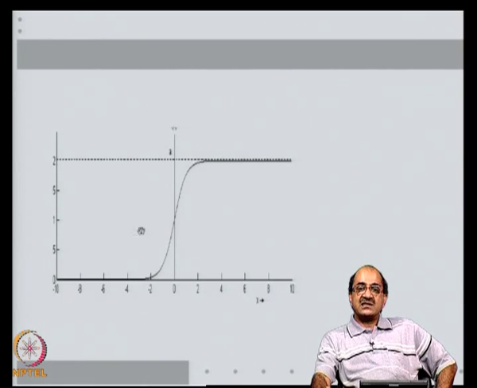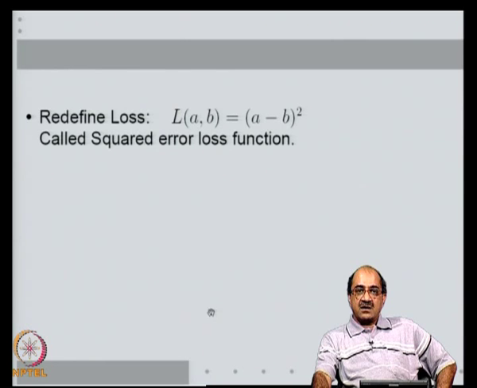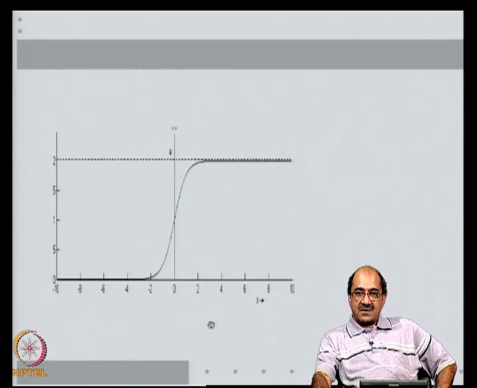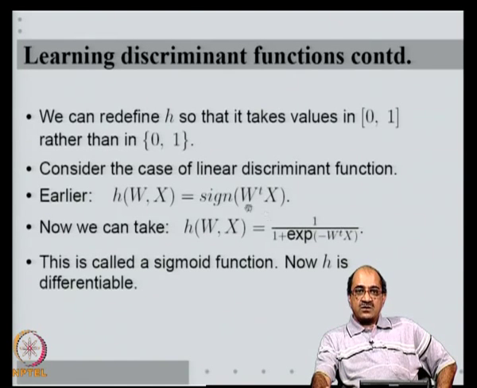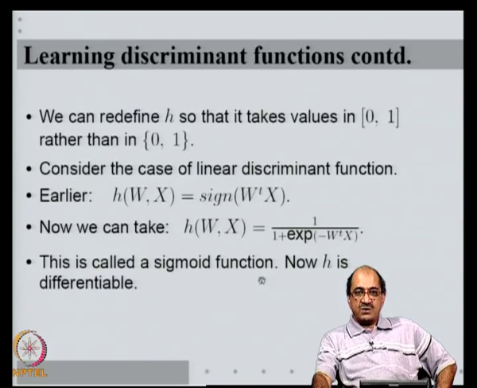Now, when I use this H, if the output of H is greater than 0.5, I can put it in this class, less than 0.5, I can put it in that class. So, by changing H from the sign of W transpose x to this, we have made H differentiable. Such an H is called a sigmoid function. Okay. So, we solved one problem, namely non-differentiability of H.